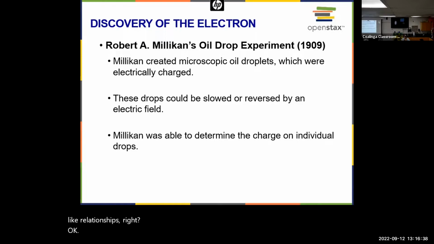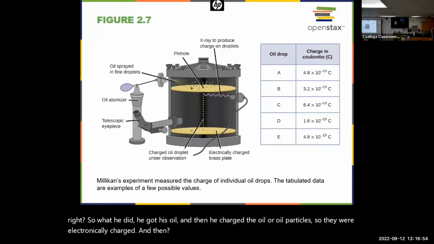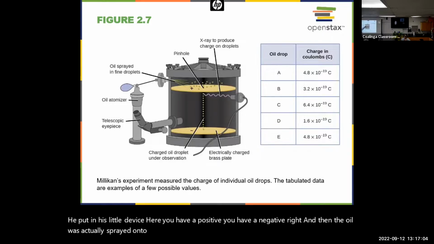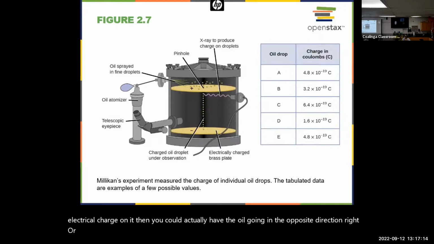So then Millikan came along and he did oil drop experiments, right? And so this is pretty cool, right? So what he did, he got this oil and then he charged the oil, or oil particles, so they were electrically charged. And then he put it in his little device here. You have a positive, you have a negative, right? And then the oil was sprayed onto the screen and then dropped through the hole. And then if you put the electrical charge on it, then you could actually have the oil going in the opposite direction, or remaining suspended.